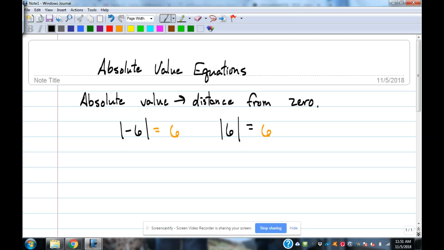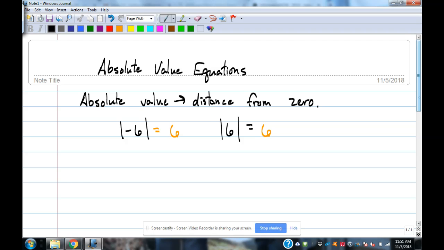So when we set up absolute value equations, we've got to deal with the fact that if the absolute value of something is equal to 6, it could be talking about 6 units on the positive side of 0. But it also could be talking about 6 units on the negative side of 0. So we've got to take into account both of those options. That distance away from 0 is what causes us to have to do really 2 equations every time we do an absolute value equation.